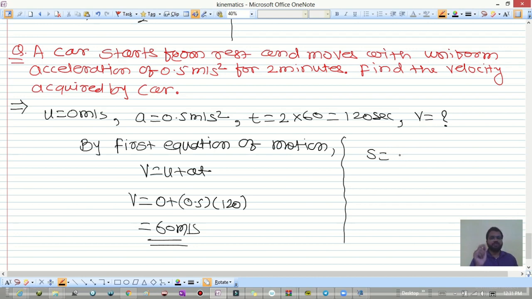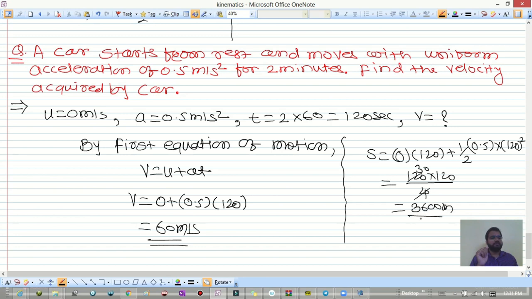What is u? 0. What is t? 120, plus half a. What is a? 0.5, into t squared, which is 120 squared. Now which is equal to 120 into 120 divided by 4. So that is 30, and 12 threes are 3600 meter. So in 2 minutes it will go 3600 meter, that means 3.6 kilometer.